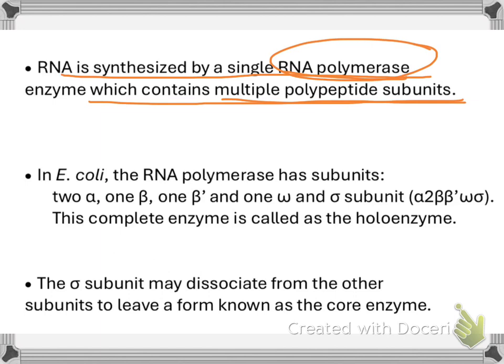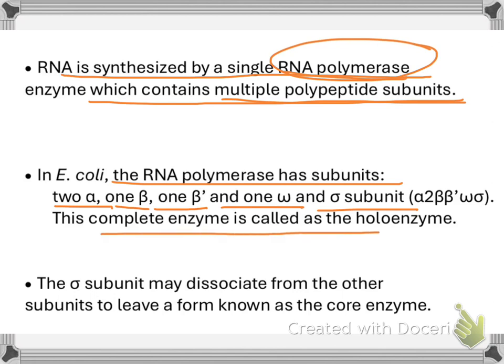In E. coli, the RNA polymerase has subunits: 2 alpha, 1 beta, 1 beta dash, 1 omega and 1 sigma subunit. This complete enzyme is called the holoenzyme. When the sigma subunit dissociates from this enzyme, it is known as the core enzyme.